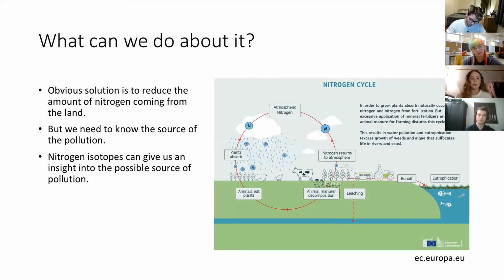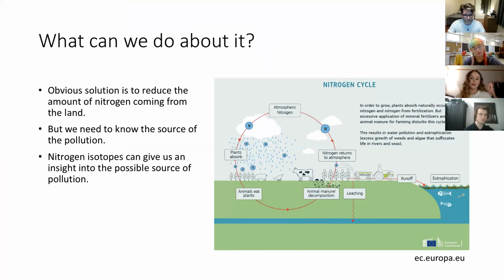So then what can we do about it? The obvious solution is to reduce the amount of nitrogen coming from the land. You know, that would be lovely if we could just do that. But we need to know what's actually causing it and what the source of the pollution is. So we need to know whether it's fertilizers, whether it's manure, whether it's sewage. And it kind of needs to be identified on more of a local scale.